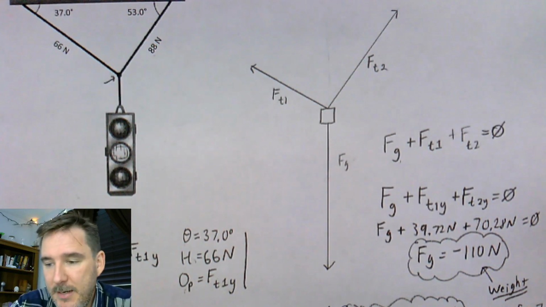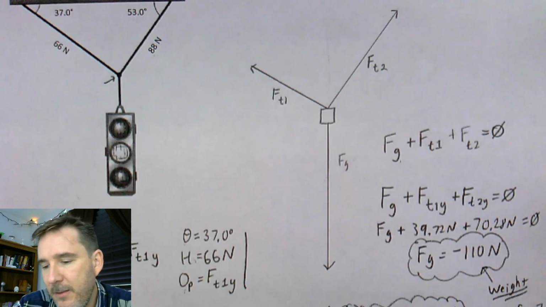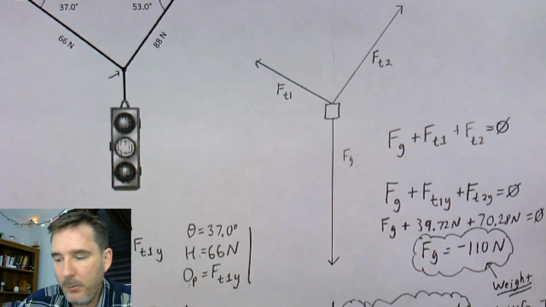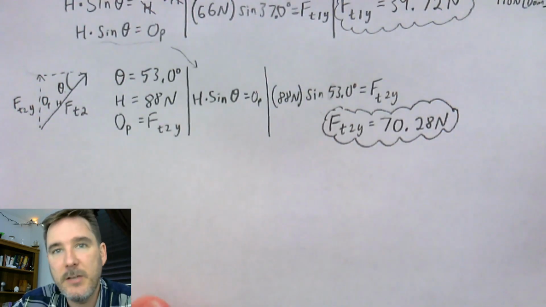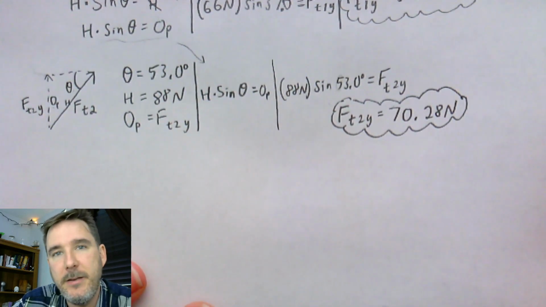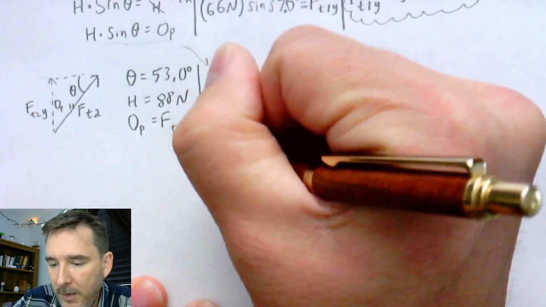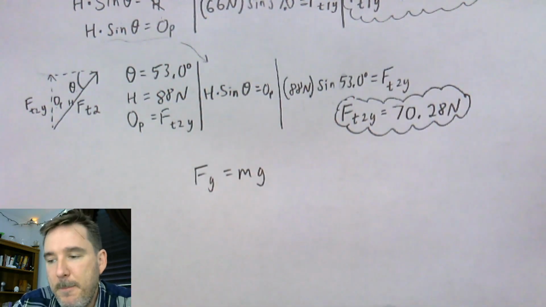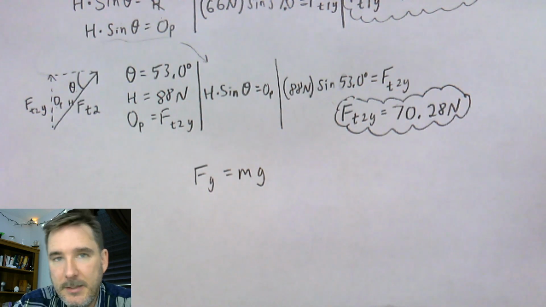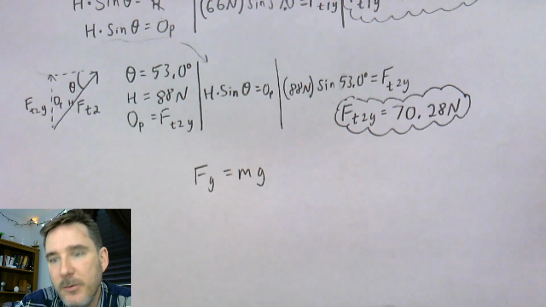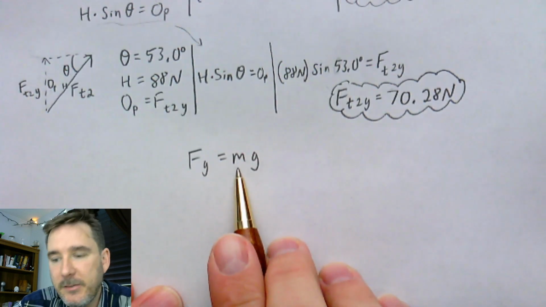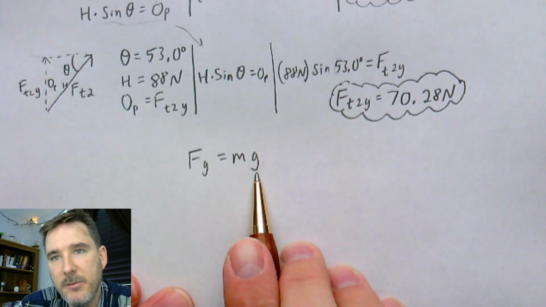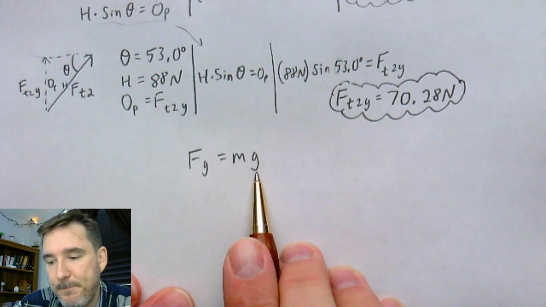The question is asking, what is the mass of the traffic light? Well, why did we find the weight? We were given all these forces, and so we really could only find the weight. But what we can do now is use Newton's second law equation, F equals ma, and the alternative version of that, Fg equals mg. So the force of gravity, also known as the weight, is equal to the mass times the acceleration of gravity, negative 9.8 meters per second squared downward, or 9.8 newtons per kilogram downward.